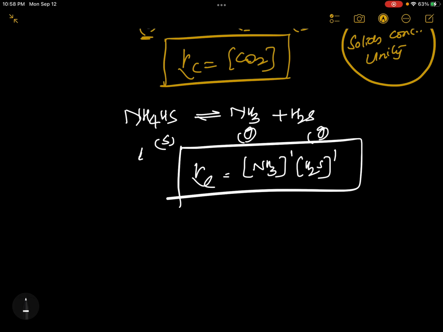Just note this point: when you write it like this, it is called the law of mass action. Here I have mentioned all these concentrations. You can express them in terms of pressure also, and then that is called Kp. The Kp and Kc relation, how to write Kp and all, we will discuss in part 2 of this chemical equilibrium.